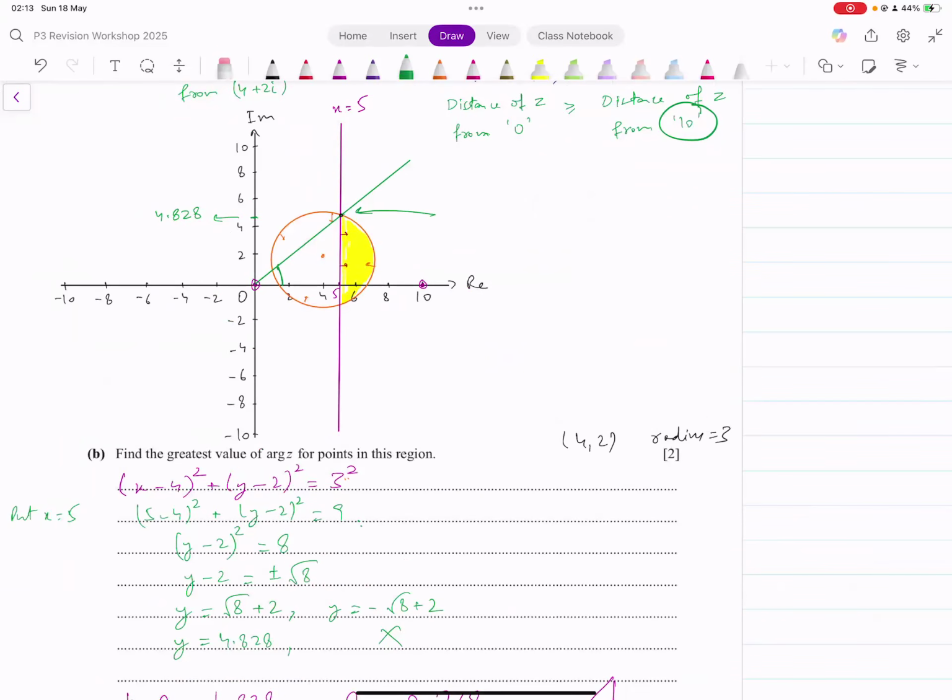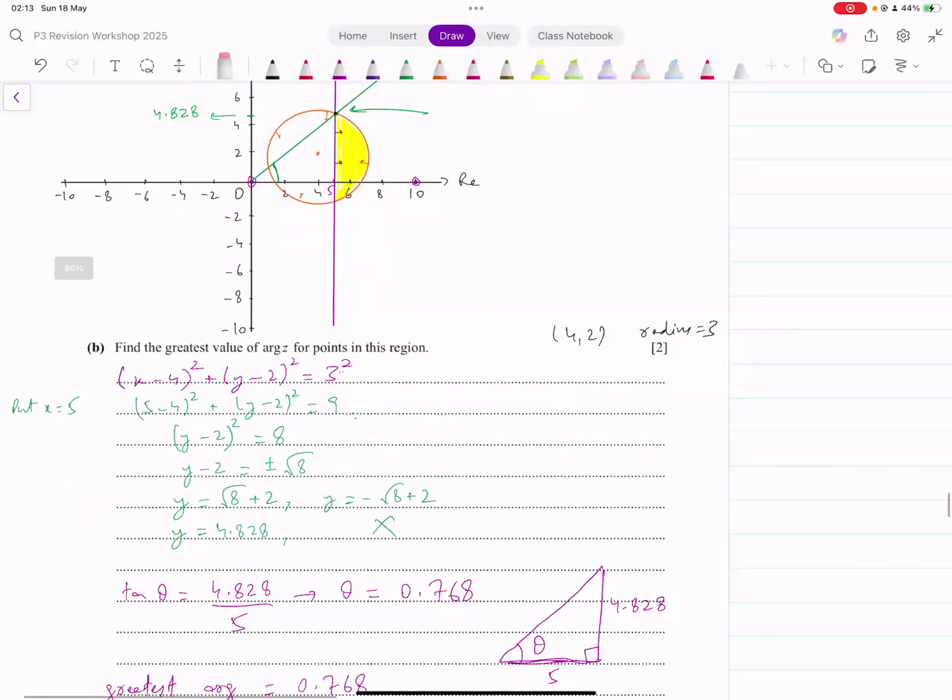When you touch the circle at the highest point here, that's where the argument would be greatest. And now we have to find this argument. How do you do that? If you can find this point somehow, that will simplify things for you. Now, there might be a more efficient way of doing this as well, but that will require some thinking as well.